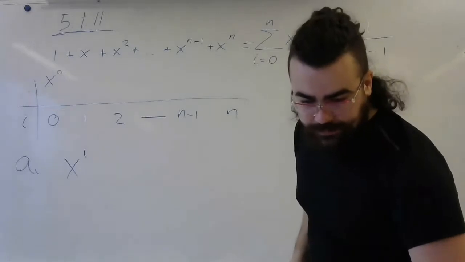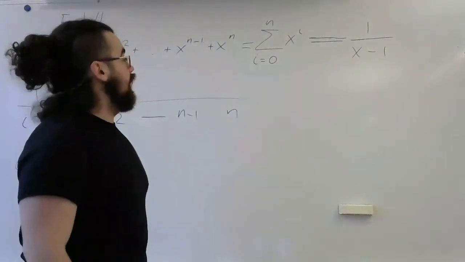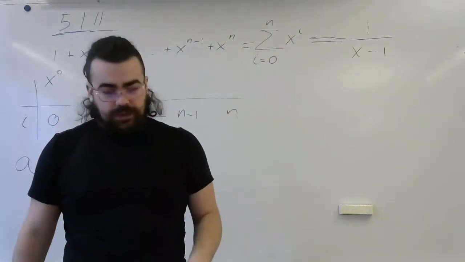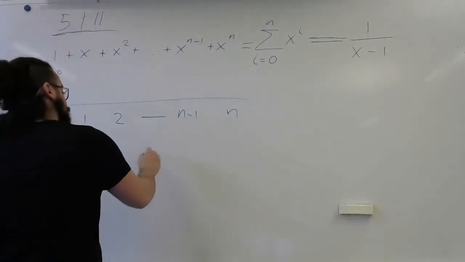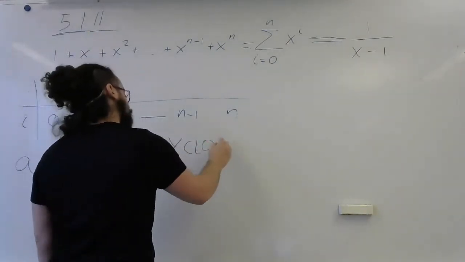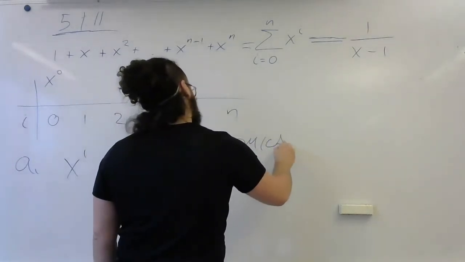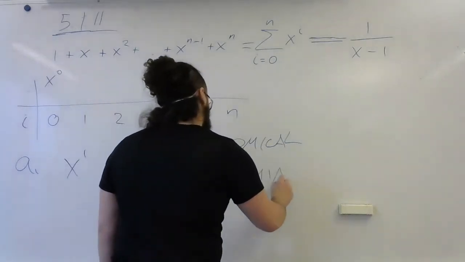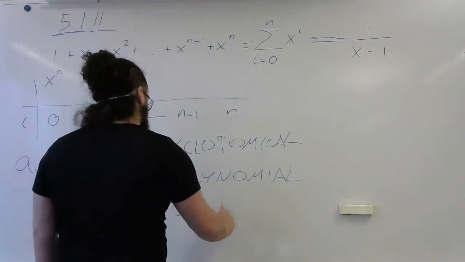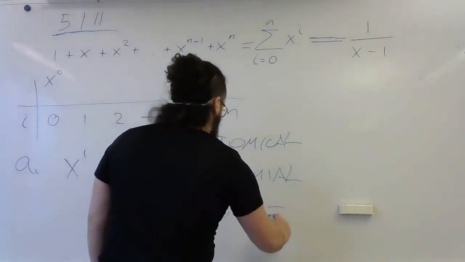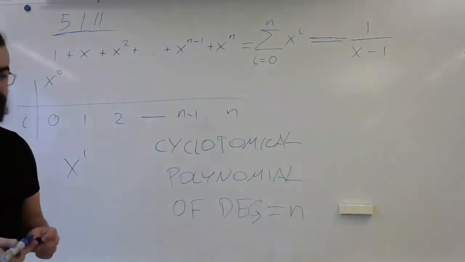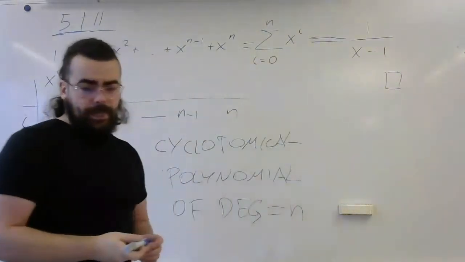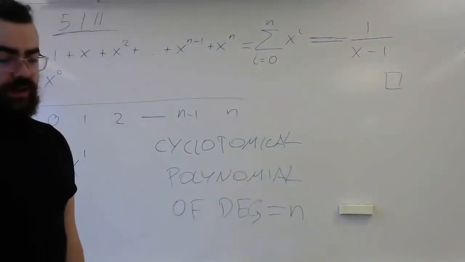Now, questions. This is a very beautiful one, so please don't ever forget this. 1 over x minus 1 is the sum from 0 to n. This is called a cyclotomic polynomial, actually, of degree n. Now, questions about the cyclotomic polynomial?